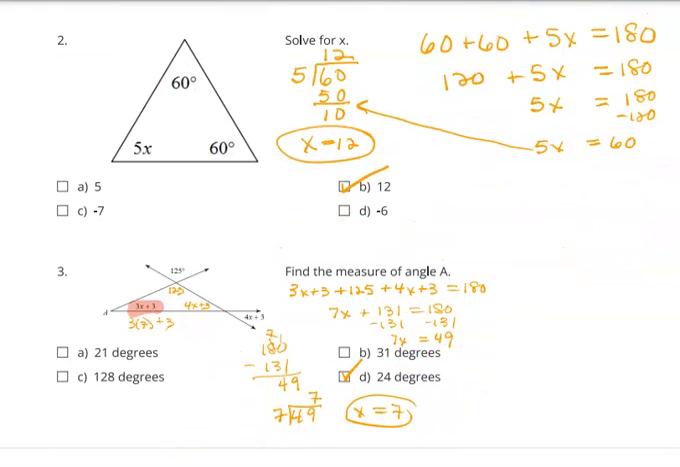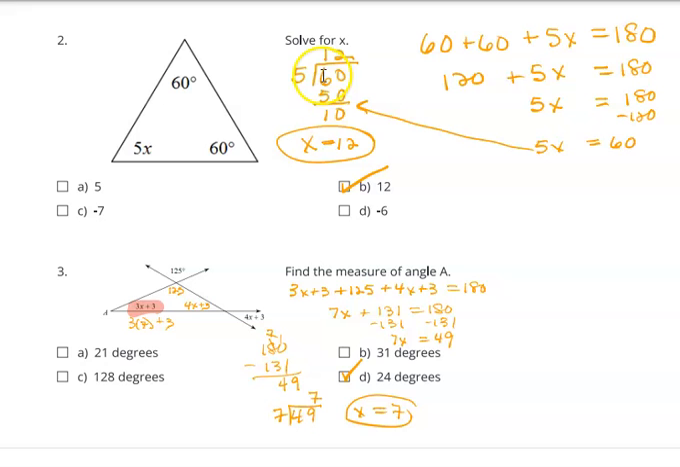Looking at the triangle in number 2, what I see is I have two angles that are 60 degrees. So I know that all three angles inside a triangle have to sum to 180. So 60 plus 60 plus 5x equals 180. Add the 60s, you get 120. Subtract 120 from both sides, you get 5x equals 60.